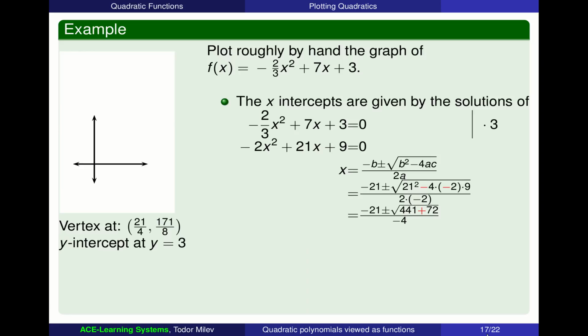And minus with minus gives you a plus, and 4 times 2 times 9, that's 8 times 9, which is 72. So we get our 72 there. Okay, now the minus that's in the denominator can jump upstairs. So that makes this minus become a plus, and this plus minus becomes minus plus. That's just a minor detail. Now 441 plus 72, that's of course 513.